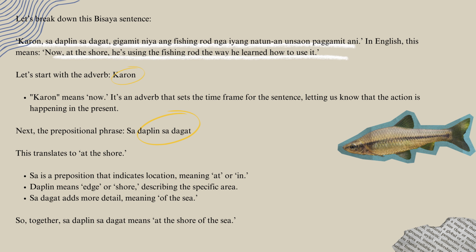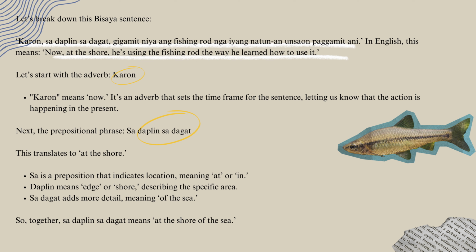Karon, sa daplin sa dagat, gigamit niya ang fishing rod nga iyang natunan unsaon paggamit ani. In English, this means, now at the shore, he's using the fishing rod the way he learned how to use it. Let's start with the adverb, karon. Karon means now. It's an adverb that sets the time frame for the sentence, letting us know that the action is happening in the present.